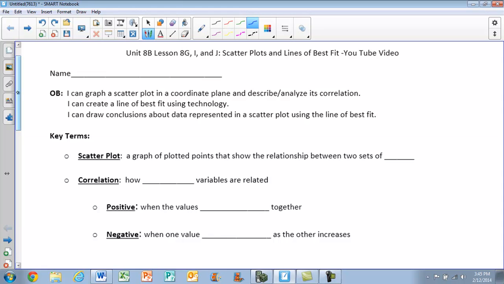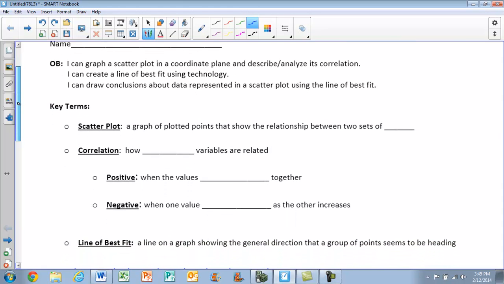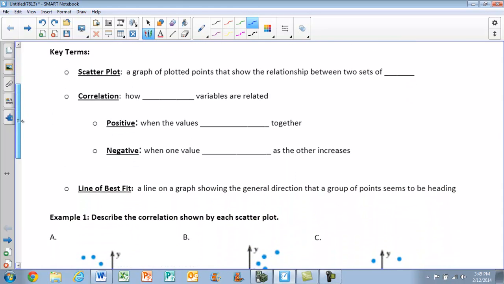Now, you may be thinking to yourself right now, okay, I haven't heard of many of those terms. But that's okay. That's why we have this key term section. Our first key term is scatter plot. This is what a graph of plotted points that show the relationship between two sets of data would look like. So it's referred to as a scatter plot. Two sets of data and we show that relationship.